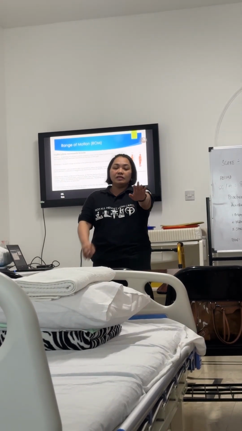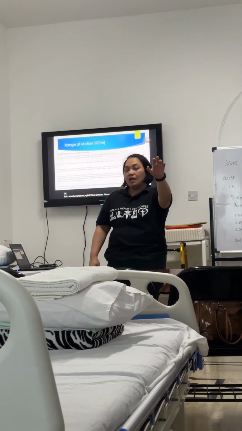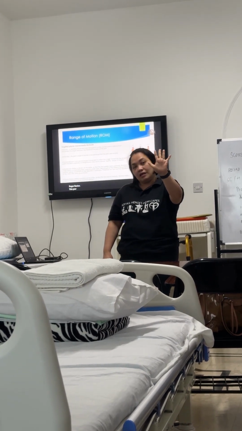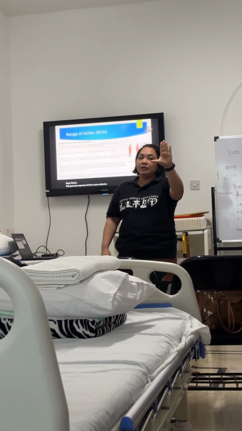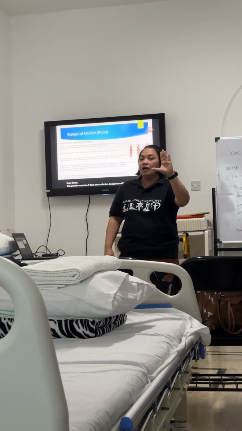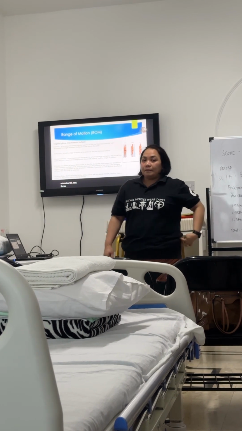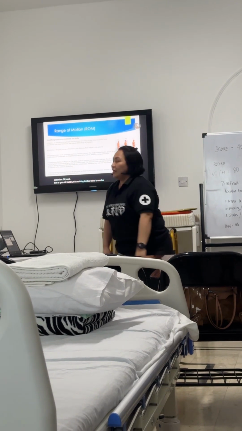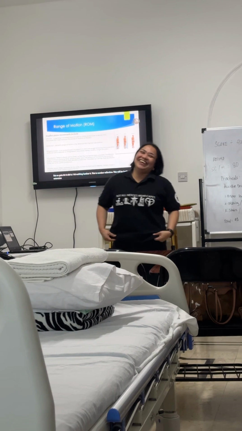Wrist. I already mentioned, right? If this is flexion, this is gonna be extension. If this is finger flexion, this is gonna be extension. If this is thumb flexion, the opposite will be extension. Flexion, extension. Next. What else? Hip. Lumbar. If this is lumbar flexion, this will be lumbar extension. Next.